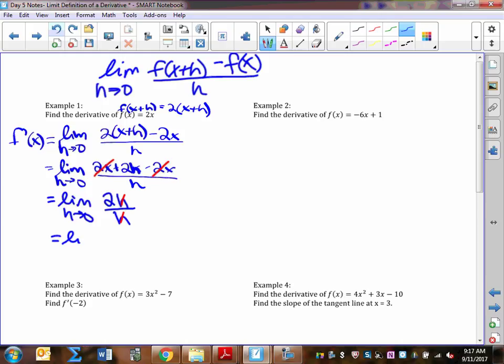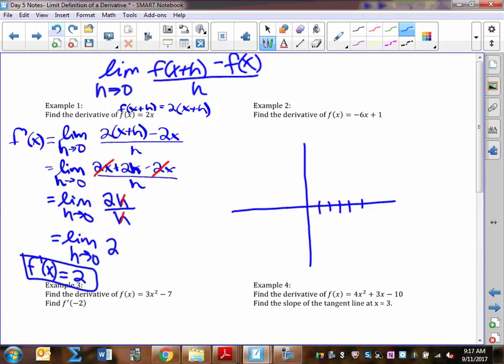So this is really just the limit as h approaches 0 of 2. And what is the limit of 2? 2. So f prime of x, for this particular function, the derivative of 2x anywhere is just 2. Which, if you think about this, what does my graph of 2x look like? It's a straight line with slope what? 2. Does the slope ever change? So wouldn't your slope be 2 anywhere along there?